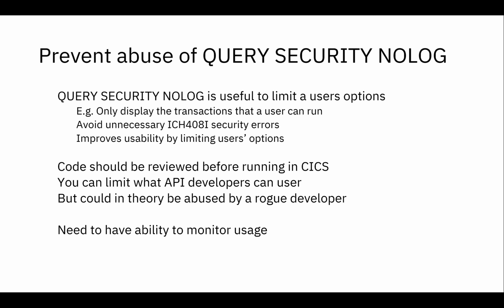Now, this command is quite powerful because a rogue developer could use that to go through a big list and say, what am I allowed to access? And not only is it what transactions am I allowed to access, what other CICS resources am I allowed to access? You can do any security command, any security classes on there. So it is a very powerful command.